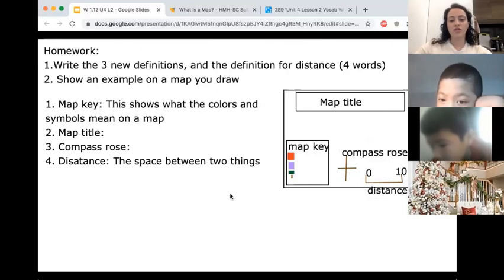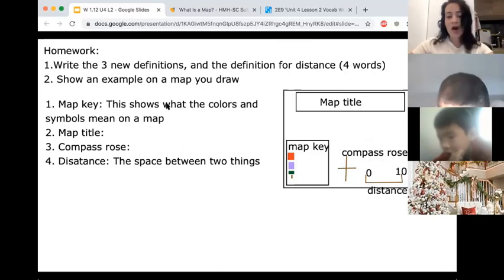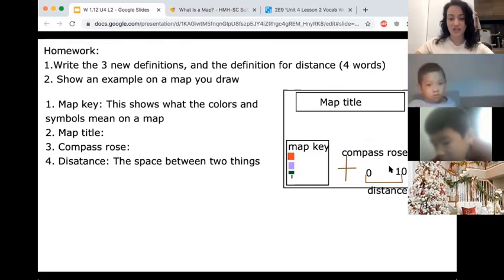And this is what your homework should look like when it's finished. You don't need to draw anything else. I just want you to show the 4 words on a map. So you're not actually writing a map title, you're writing it just like this. In fact, it can look exactly like this, and that's okay.